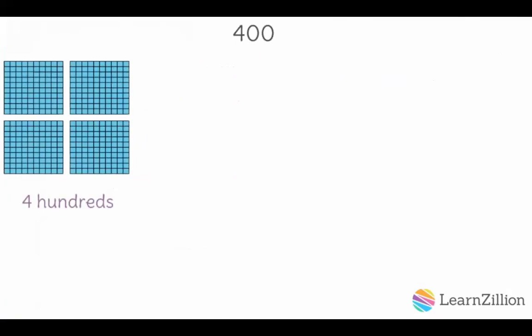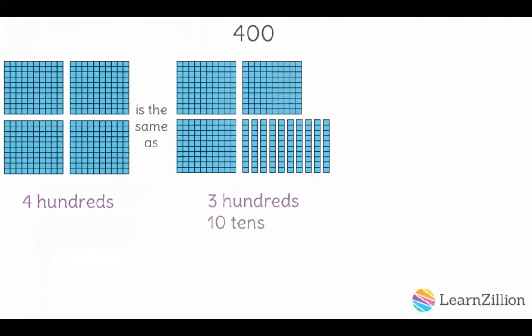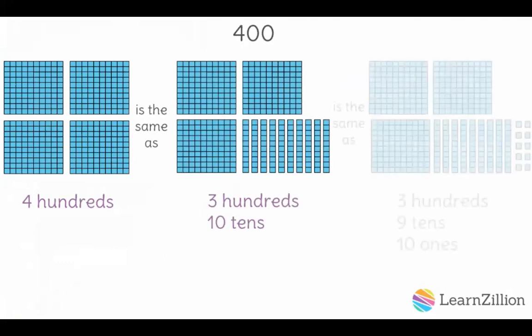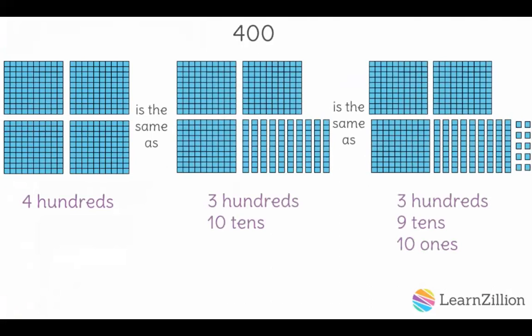Let's see. We know that we can represent the number 400 in many ways using base 10 blocks. We can show it as 4 hundreds. In this case, it would be hard to subtract the 6 tens and 3 ones in 163. But we do know that 100 can be decomposed into 10 tens. So we can show 400 as 3 hundreds and 10 tens. So now we could subtract the 6 tens, but it would still be hard to subtract the 3 ones. We also know that 1 ten can be decomposed into 10 ones. So we can also show 400 as 3 hundreds, 9 tens, and 10 ones. In all 3 of our examples, the value of the base 10 blocks is always 400.